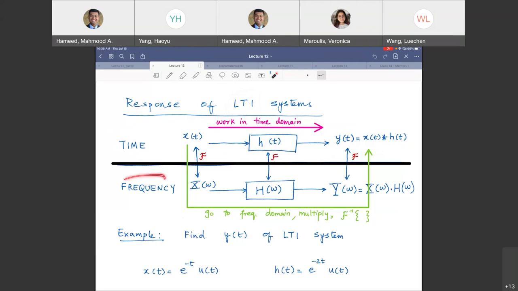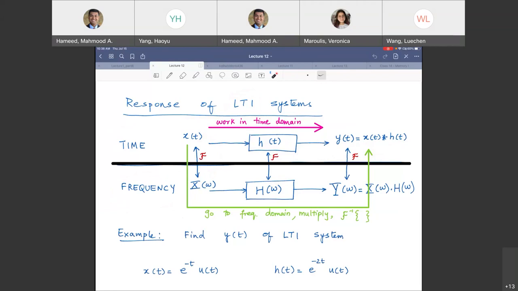However, if you wanted to work in the frequency domain, you could. How? Take the Fourier transform of x, you get capital X of omega. Take the Fourier transform of the impulse response, what do you get? H of omega. What is H of omega going to be called? It is going to be called the frequency response of your LTI system, right?